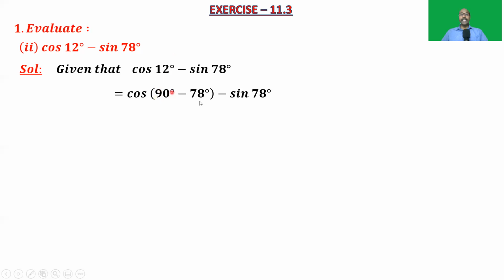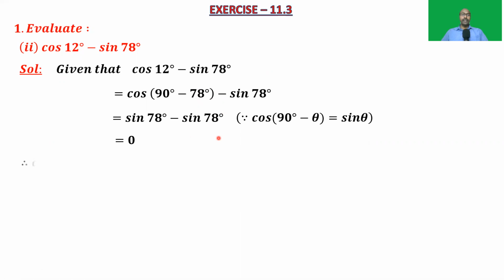Now we have cos 90 degrees minus 78 degrees, and it is of the form cos 90 minus theta, which is equal to sin theta. So we can write it as sin 78 degrees minus sine 78 degrees, because here cos 90 minus theta is equal to sine theta. So sine 78 minus sine 78 is equal to 0. So cos 12 degrees minus sine 78 degrees is equal to 0. Okay. Let's take another one.